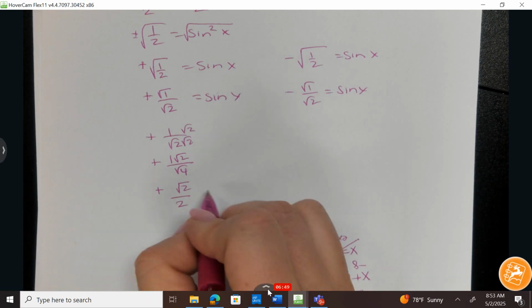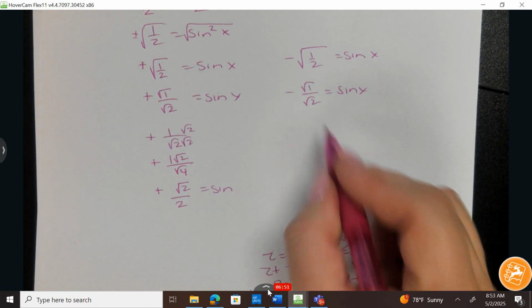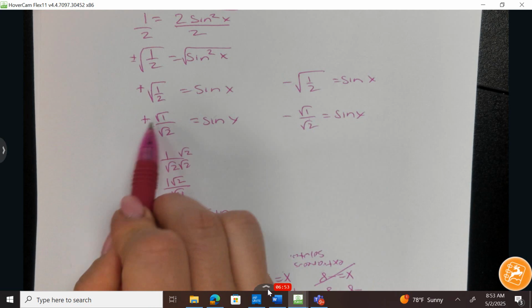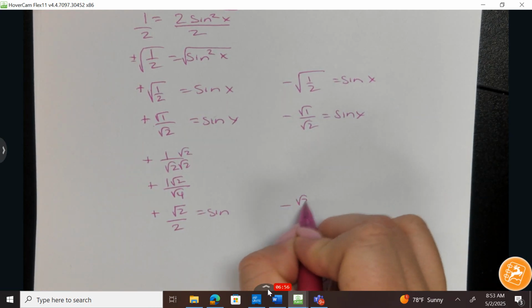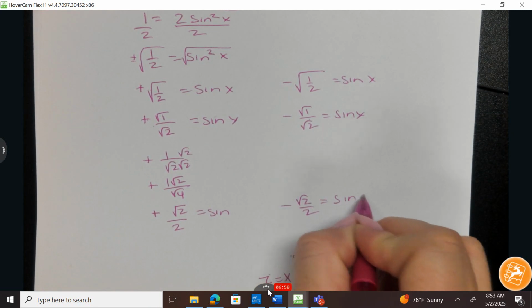You're free to put a 1 in front, you don't have to. And the same thing will occur here. So we can see we start at the same thing. The only difference is we have a negative. So this is going to be negative square root of 2 over 2 equals the sine of x.